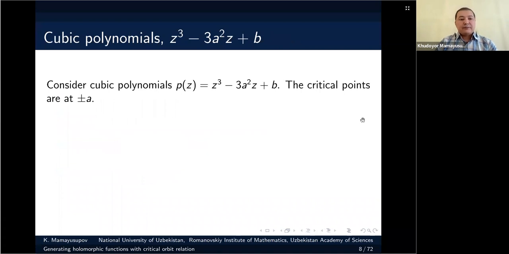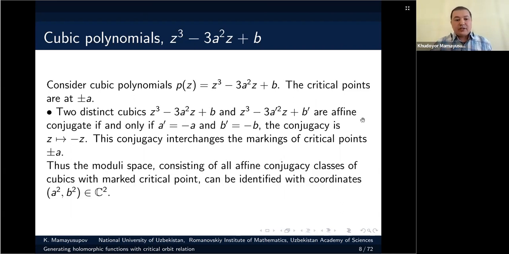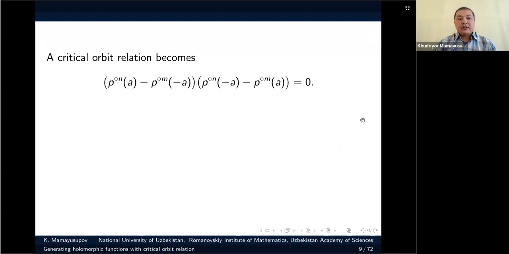So let's consider cubic maps. This is in Branner-Hubbard normal form. We have marked two critical points, plus and minus a. Two distinct cubics are conjugate via z goes to minus z if and only if d' is minus d and a' is minus a. I take this form because it interchanges the critical points. For the moduli space you can take coordinates like a squared and b squared. Then the critical orbit relation is just this one, because you can have either of the cases.